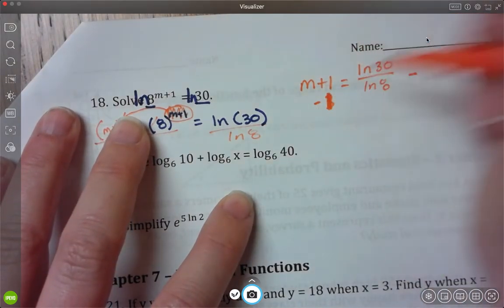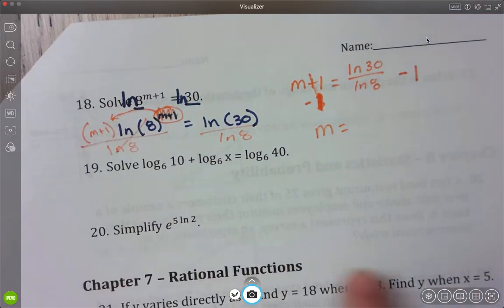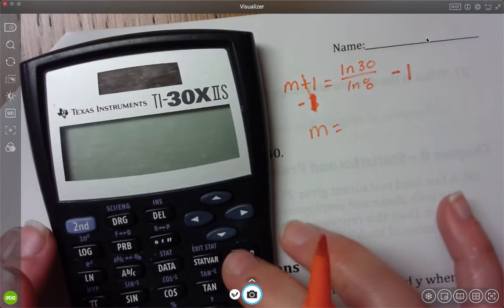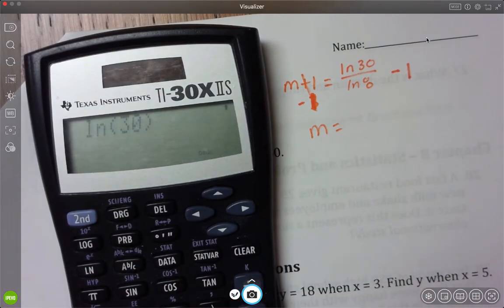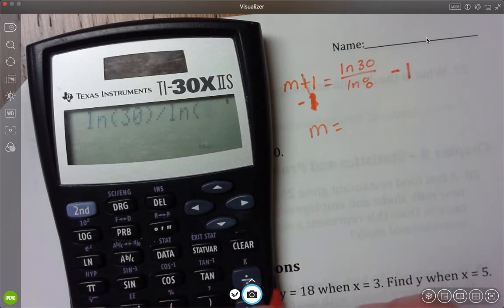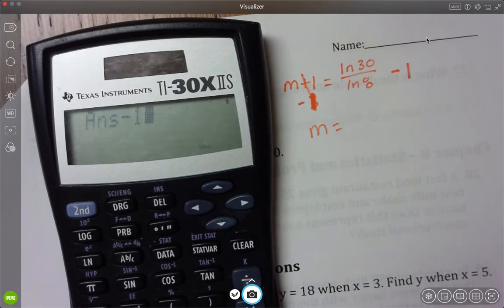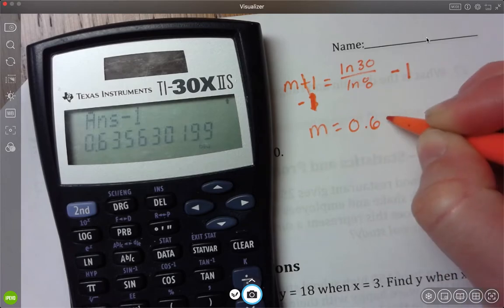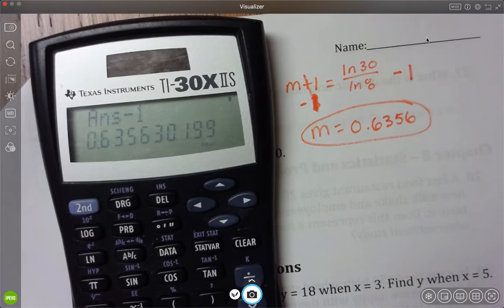Why am I saying 3? I don't know. Subtract 1 from that. So m is going to be equal to, if I plug that into my calculator, ln of 30, close parentheses, make sure you close that off, divided by ln of 8, close parentheses again, and then I'm going to hit enter, and then I'm going to subtract 1. So my m is going to be 0.6356. We'll go 4 decimal places in that case. So that's what it looks like.